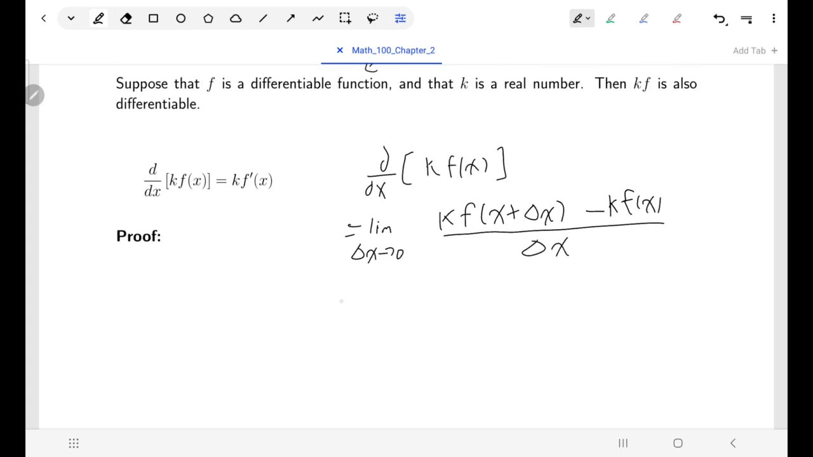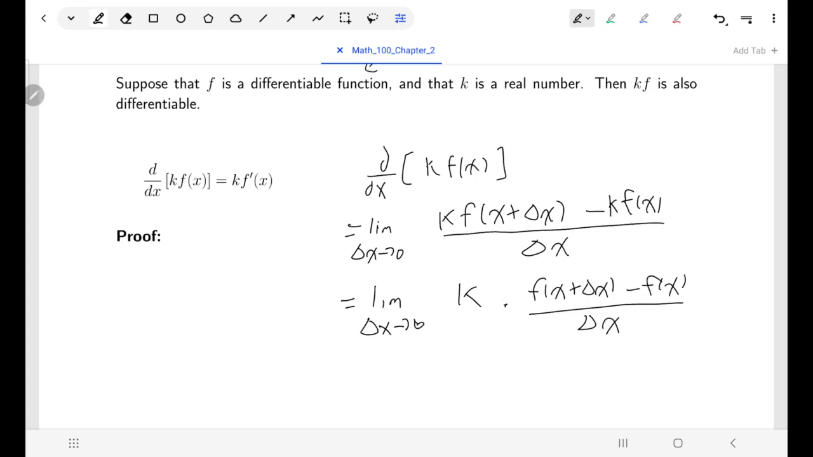The reason we're almost finished is I notice that I have two terms in the numerator that both have a k. So in other words, k could be factored out of the top. And in fact, if I wanted to, I could write it as k times the fraction f of x plus delta x minus f of x over delta x. So I've taken that k that I originally had in the numerator and completely factored it out.